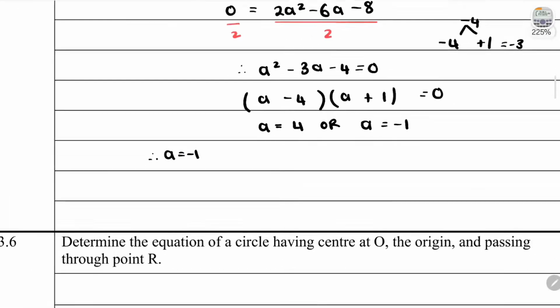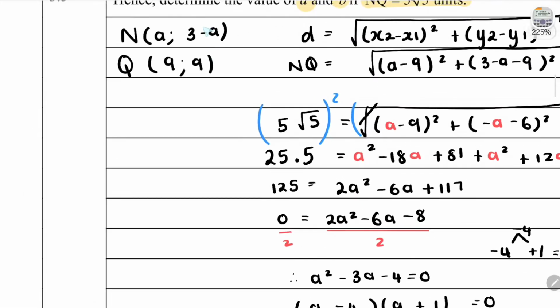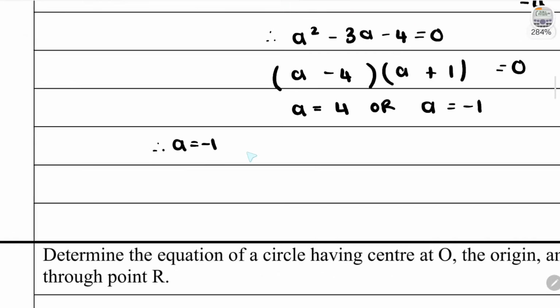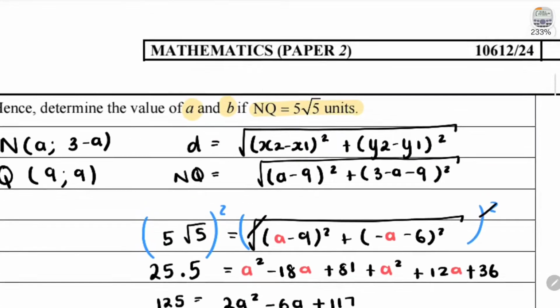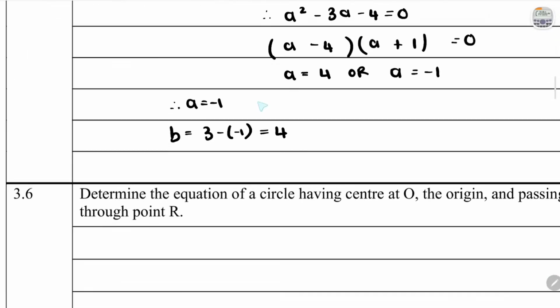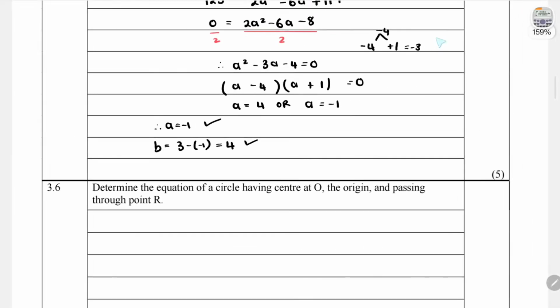And if a is negative 1, this means that b, you can see that that y value is 3 minus a. So b would be equal to 3 minus negative 1, which is positive 4. So there we go. That is what a and b are going to be. a is negative 1 and b is positive 4. And that is our answer.